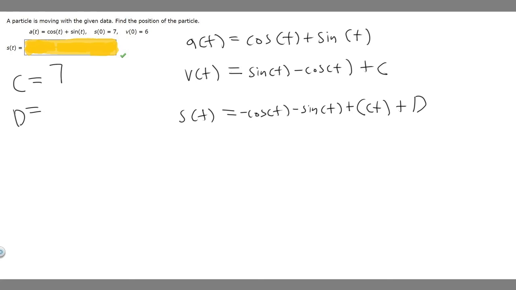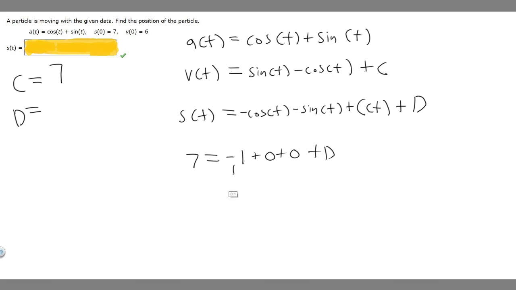And now we've got to find d. We're going to use this position data right here. So s of 0 is equal to 7. So 7 is going to be equal to minus cosine of 0. Cosine of 0 is 1, so minus 1, minus the sine of 0, which is just 0. And then plus c times t, and c is 7, but t is 0, so it's just going to be plus 0, then plus d. If we add 1 to both sides, we'll get that d equals 8.